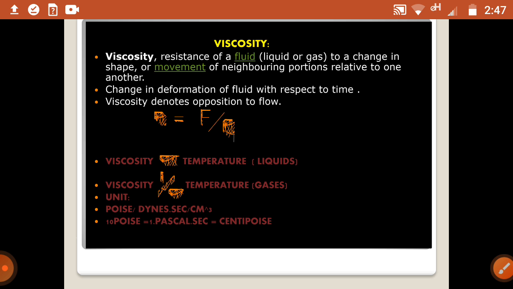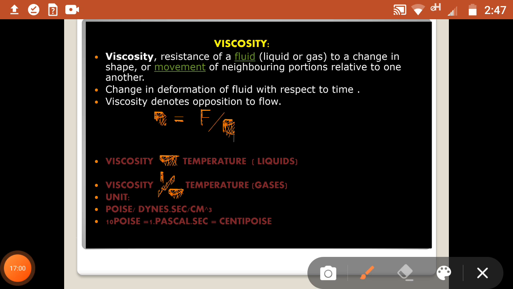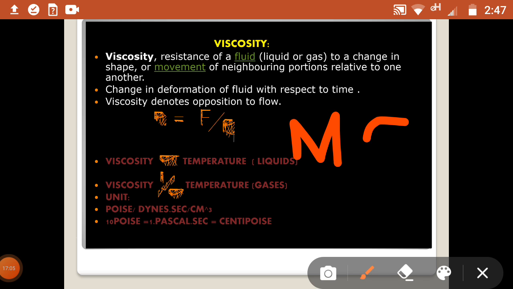There is an exceptional example of methyl cellulose. Whenever you heat methyl cellulose, you can note it down, it's also important for MCQs. Methyl cellulose, MC. Whenever you heat methyl cellulose, the temperature increases. On heating, it forms gel.